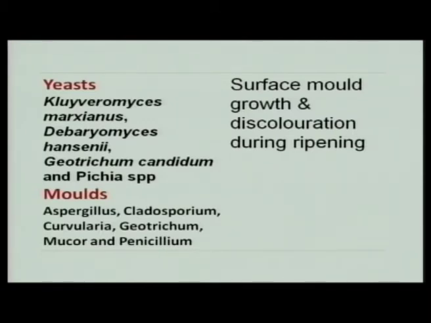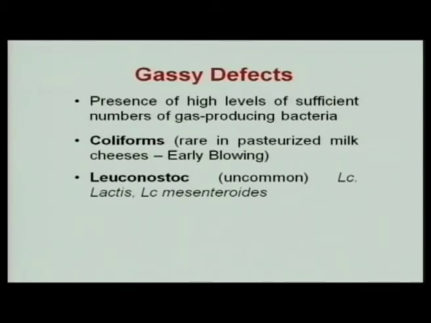That is why mold control in the ripening room is very important, and the ripening room should be maintained properly by fumigation and maintaining the relative humidity properly and ensuring good sanitary conditions in the ripening room. Otherwise, the surface growth of these molds can cause different problems.